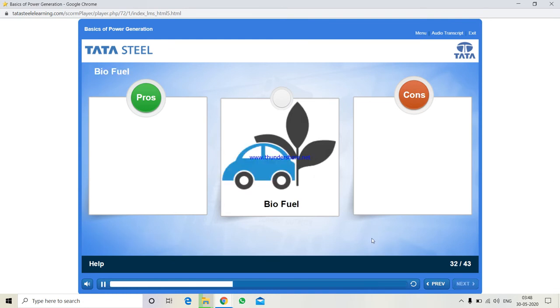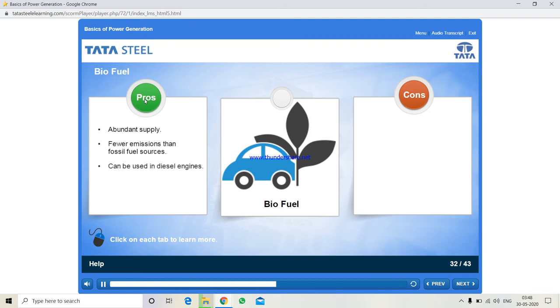Here are the pros and cons of biofuel. Abundant supply, fewer emissions than fossil fuel sources. Can be used in diesel engines. Auto engines easily convert to run on biomass fuel.